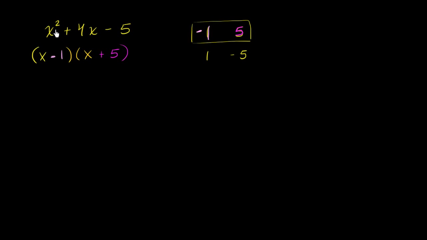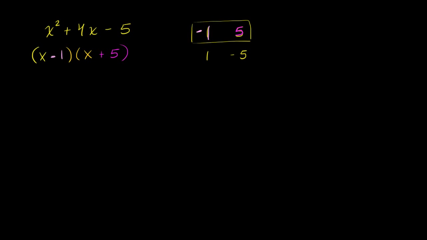You can even see this here. x times x is x squared. Negative x plus 5x is going to be 4x. And then negative 1 times 5 is negative 5. Fair enough. This is all a review for us at this point. Now I want to tackle something a little bit more interesting.